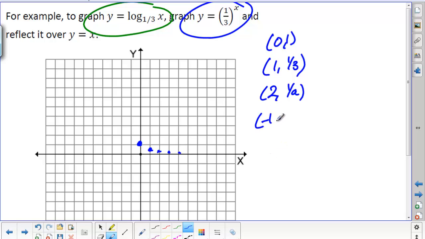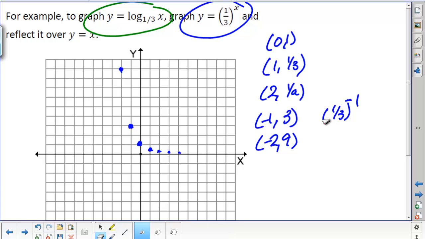If I do a -1, 1/3 to the -1, I get a +3. And then a -2, I get a +9. You can check these on your calculator. You know what's 1/3 to the -1 power, and so on. Okay. All right. So I get those points. So I get this graph.